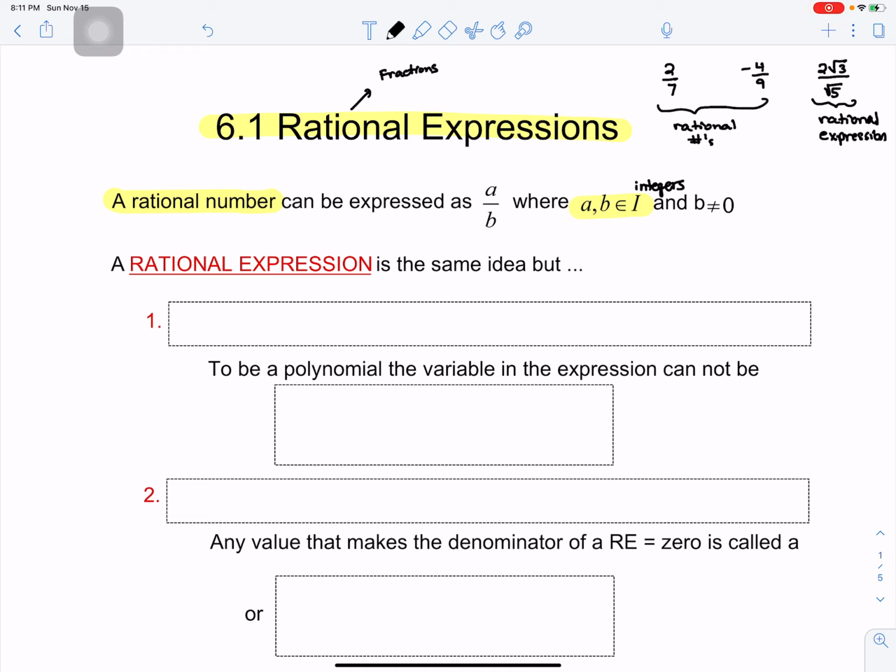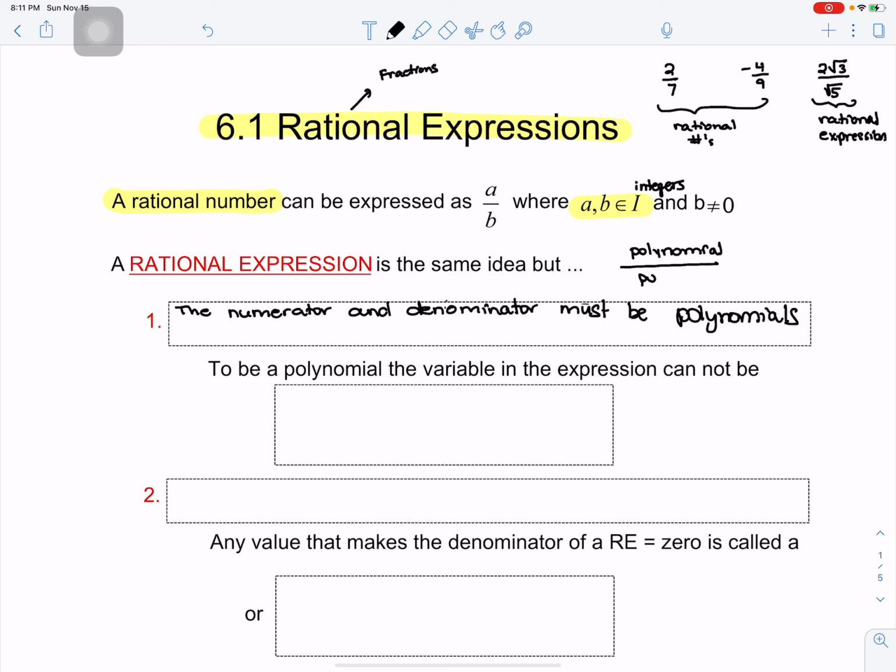So when you're thinking of a rational expression, you can kind of think of the same idea as a rational number, but your numerator and denominator must be polynomials. So the numerator and denominator, the top and the bottom of the fraction, must be polynomials. So when I deal with rational expressions in this unit, I'm going to have a polynomial on the top and a polynomial on the bottom.